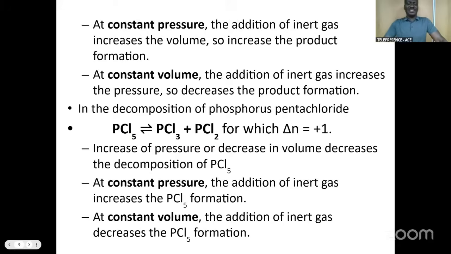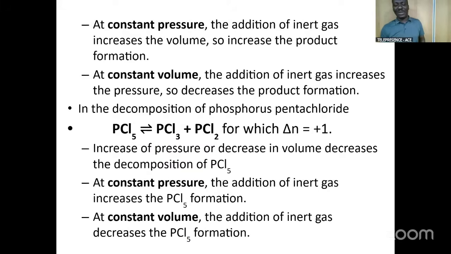If there's an increase in volume for the PCl5, PCl3, Cl2, no, it's not PCl2, please. This should be Cl2. Okay, please note that what you have here is not PCl2, because this is not balanced. We only have one phosphorus, so this should be Cl2, please. Where you have PCl2, please remove it and change to Cl2. All right. I haven't done that.